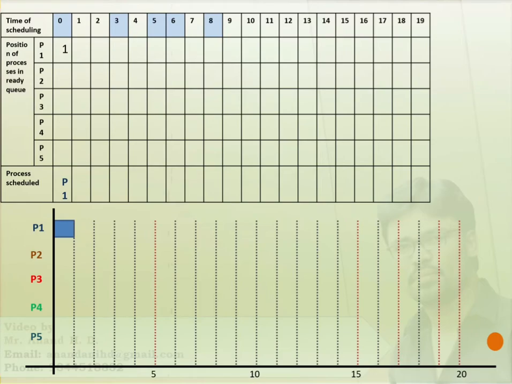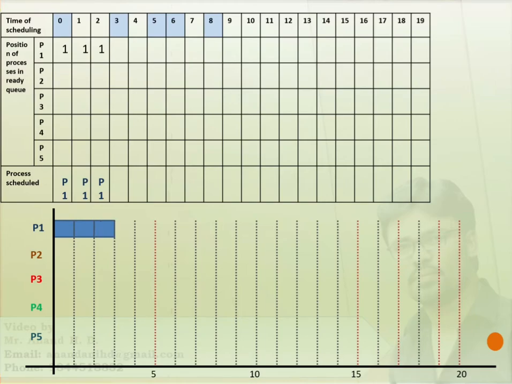At 1 time unit again there is no other process in the ready queue, only P1 is available. So P1 will be selected for scheduling and P1 is scheduled again from 1 to 2 time units. At 2 time units again there is no other process in the ready queue, only process P1, so it will be in the first position and it will be selected again for scheduling from time unit 2 to 3.